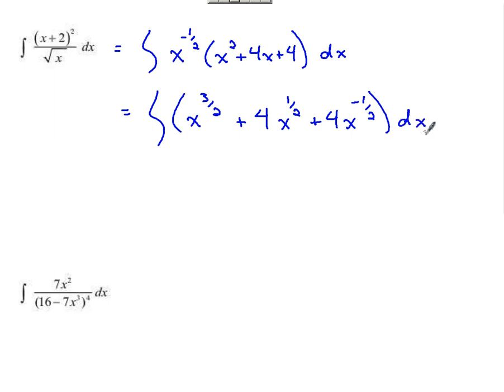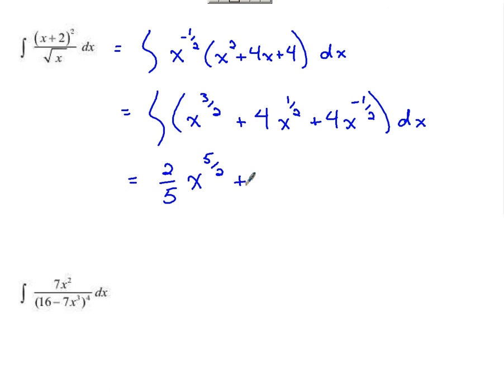So now we've got individual terms. We can take the antiderivative using the power rule. We add 1 to this first power. 1 plus 3/2, that's x to the 5/2. Reciprocal is 2/5. Move that to the front.